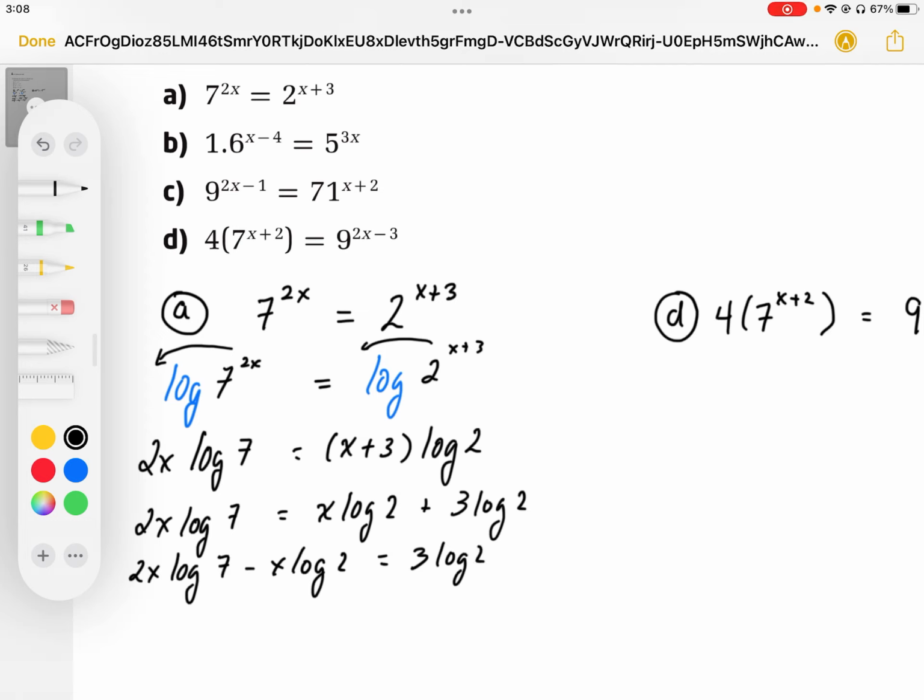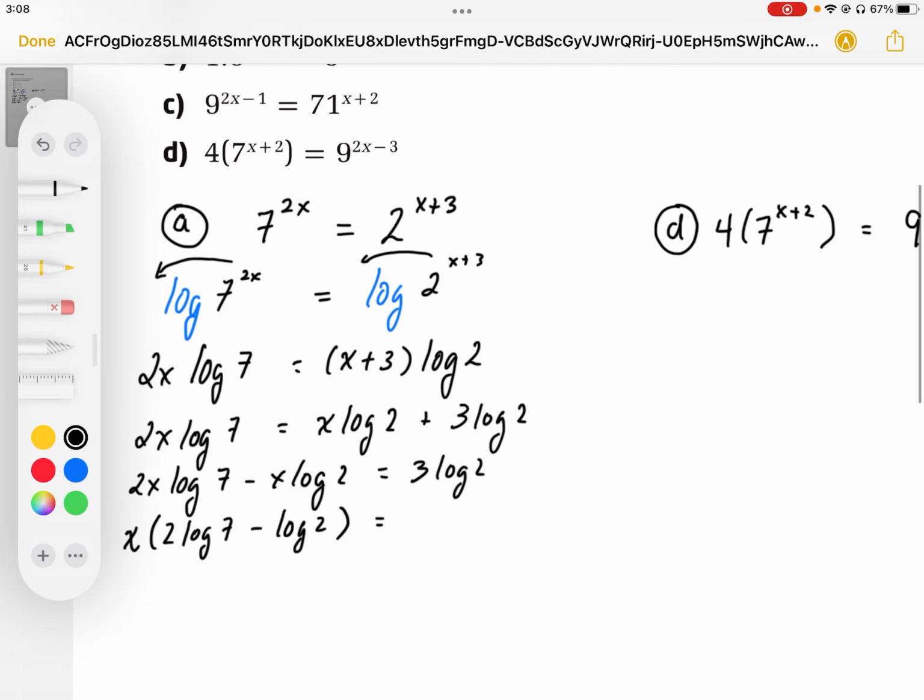I want to solve for x, so I need to get 1x. If I have 2 x's and I want 1x, I want to factor to get that 1x. So I'm going to factor that out. 2 log 7 is just a number. Same with log 2. We can work out the decimal place number for this, but that's going to make it a little bit sloppy looking, so we're just going to keep it in logs.